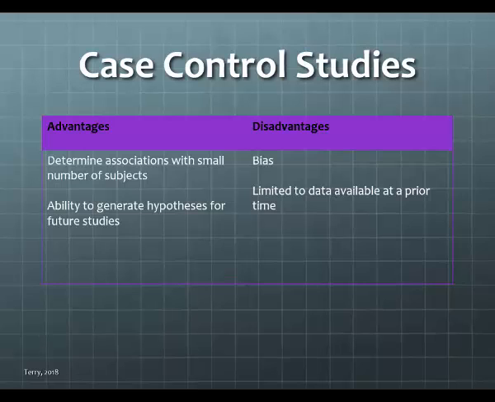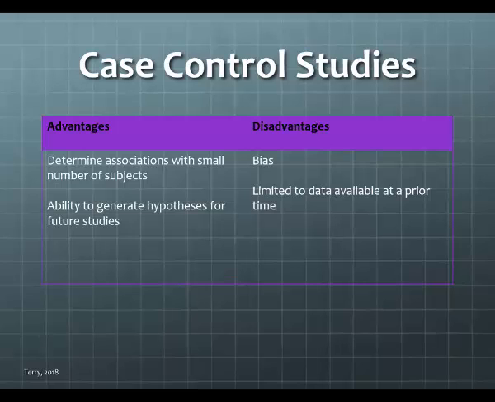Advantages of this type of research design include an ability to determine associations with a small number of subjects, which is especially useful in the study of rare types of disease, and an ability to generate hypotheses for future studies. One of the major limitations of this study design is going to be bias, or that inability to control confounding variables that may influence the outcome. So an example here would be two groups of individuals discussed, those with migraines and those without, may be different on certain variables like amount of sleep and stress levels, and that also may influence the development of migraine headaches.